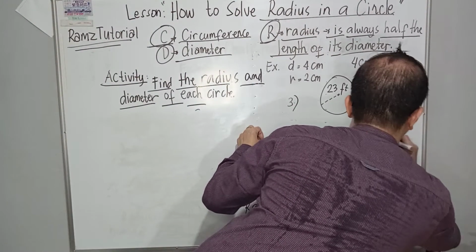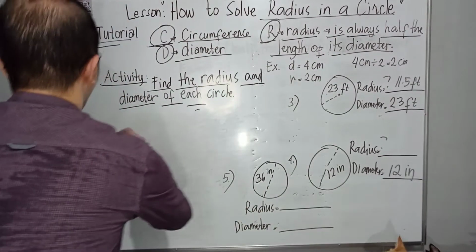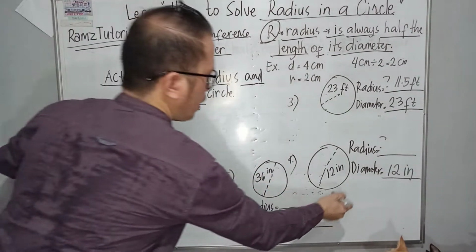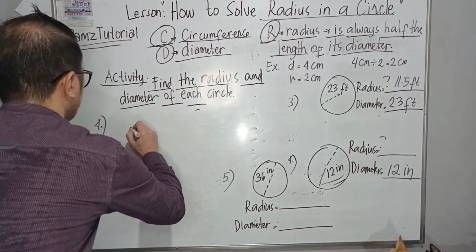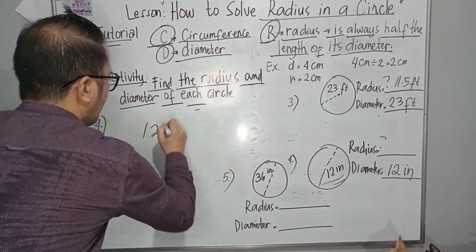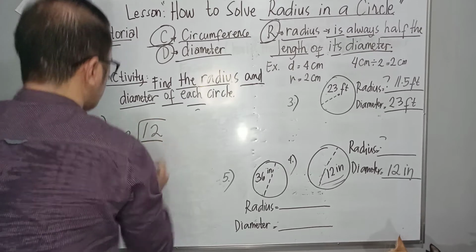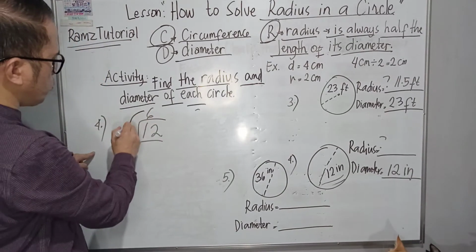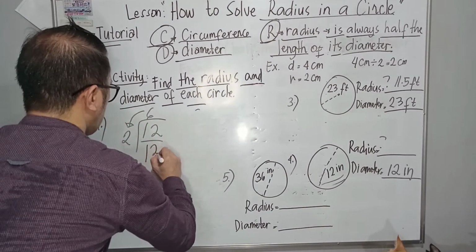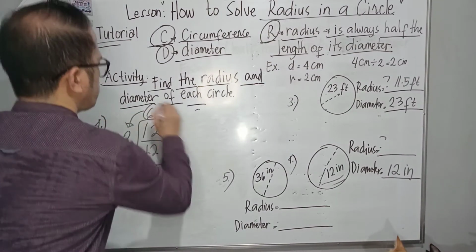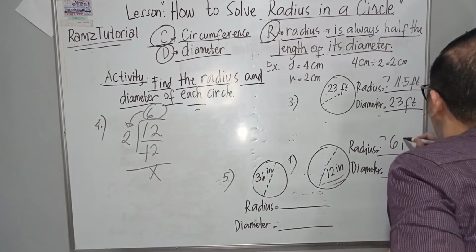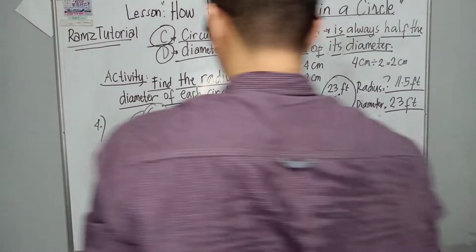12 inches, so what is the radius? So we have number 4. Solution: we need to divide 12 by 2. Now, 12 divided by 2, the answer is 6. 6 times 2, class, the answer is 12. Subtracted. So our answer is 6 inches, class. Okay?